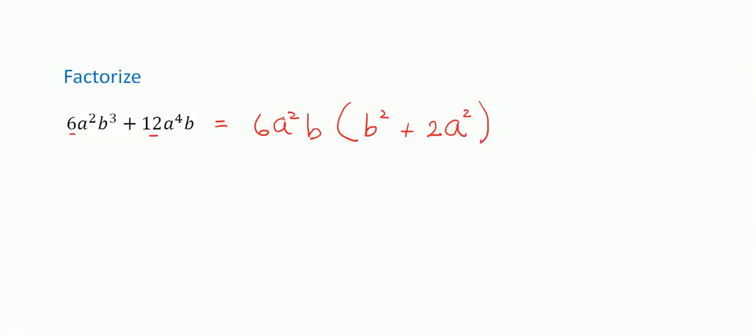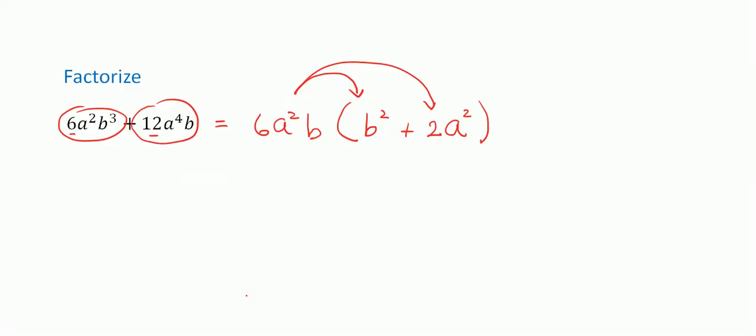So again, you can double check your answer by removing the brackets. So 6a squared b multiplied by b squared will give me 6a squared b cubed, which is what the first term was. And if we take 6a squared b and multiply this by 2a squared, we end up with 12a to the power 4 b, which is what this term was.